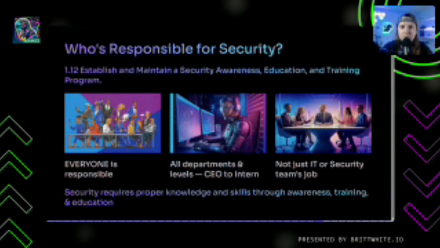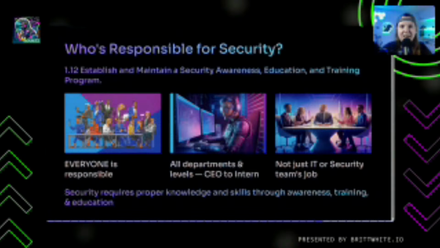So who is responsible for security? The answer is clear: everyone in the organization. Security is a shared responsibility across all departments, all levels, from CEO to intern. It's not just IT or the security team's job.